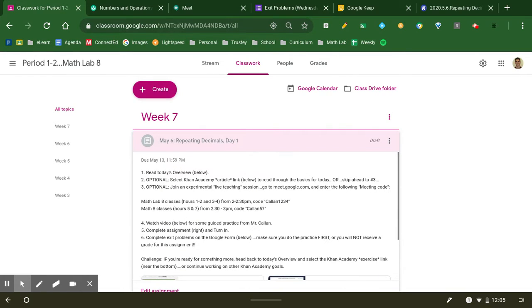Read the overview. I'll go through that in a second. There is also an optional Khan Academy article if you learn better or faster or more efficiently that way.